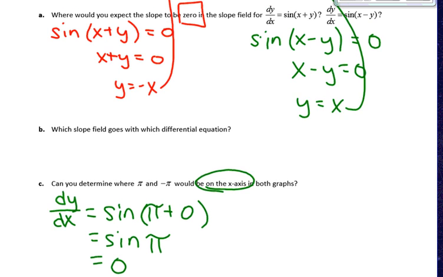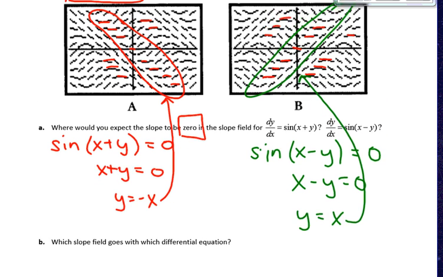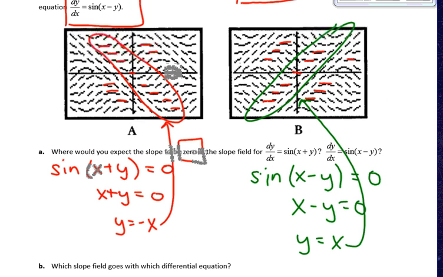So if you look back at the x plus y one, you're looking at where you have slopes of 0, and we already saw we have this line here. When this line of slopes of 0 crosses the x-axis, that would be right around in here. That's where pi would occur, because at pi you would have a slope of 0. And again, you could look on the other side and see this line of slopes of 0 occurring here. So maybe around in here you would have negative pi occurring. Okay?